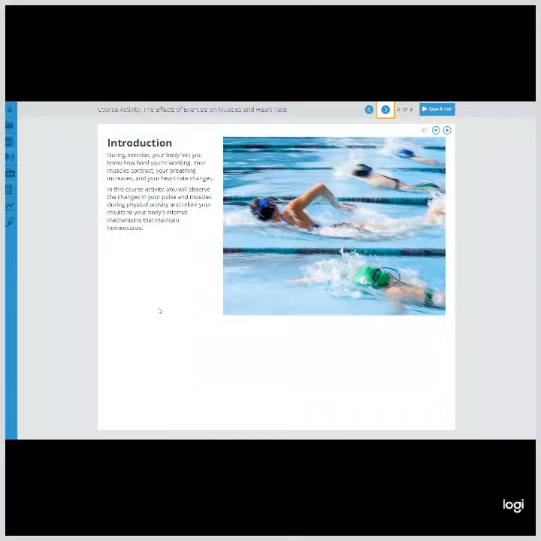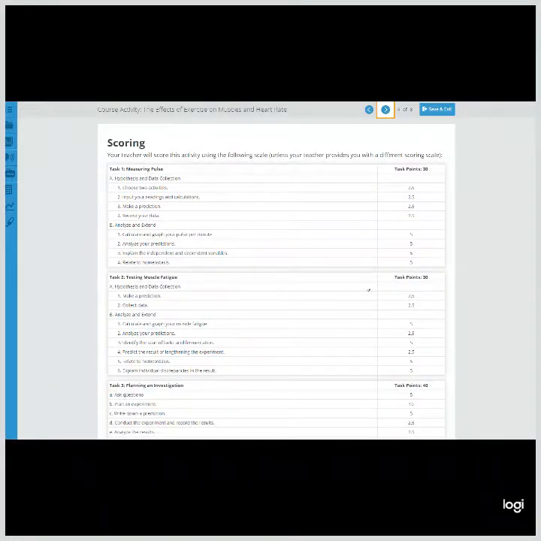Introduction. During exercise, your body lets you know how hard you're working: your muscles contract, your breathing increases, and your heart rate changes. In this course activity, you observe the changes in your pulse and muscles during physical activity and relate your results to your body's internal mechanisms that maintain homeostasis. This is your scoring criteria. This will show you how your activity is scored.